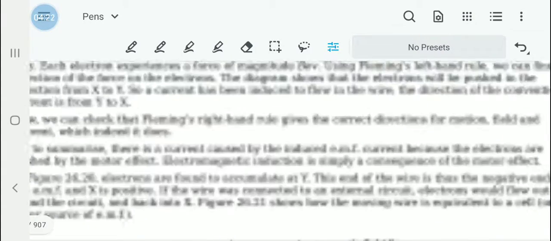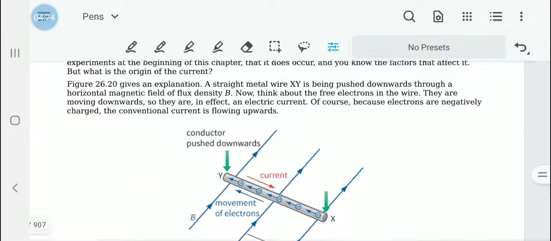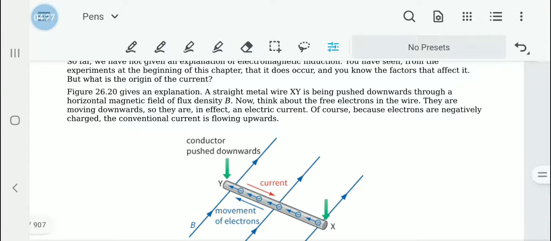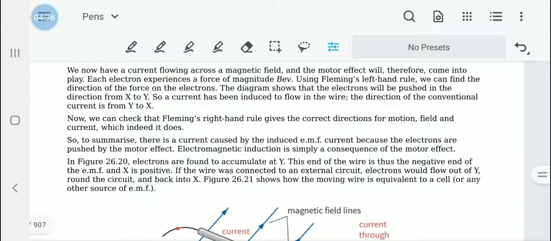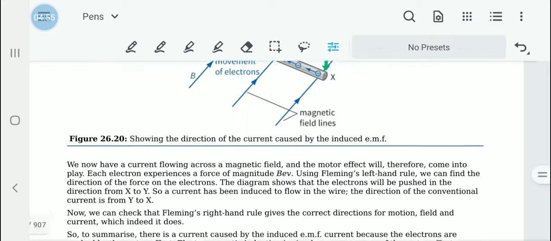Now in this situation, when the electrons are pushed downwards, we say that the conventional current is flowing upwards. So there is a current. Then, using this current, we generate a force of magnitude BeV, using the left hand rule. When there is a current, there is a force generated. Then we can find out in which direction the electrons are pushed. Electrons will be pushed from X to Y.